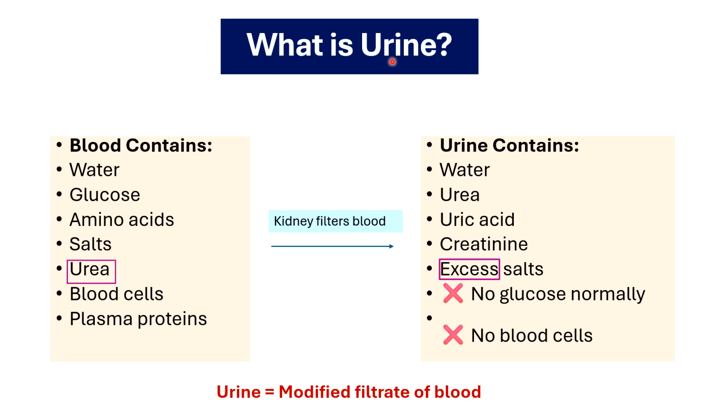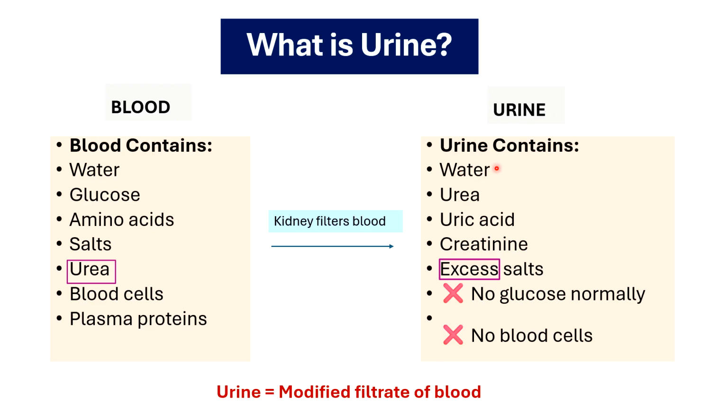Urine is formed when blood is filtered out in the kidney. Now blood consists of different blood cells and plasma protein dispersed in the water medium. Along with that, we have glucose, amino acids, salts, which act as useful nutrients. Also, we have urea, which is the nitrogenous waste. Now, what happens is in the kidney, the blood is filtered and this modified filtrate is known as urine.